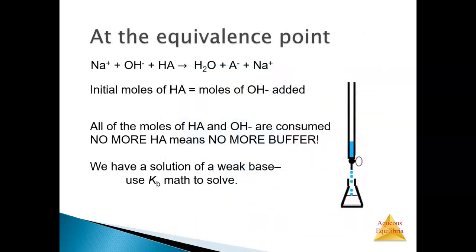When I get to the equivalence point, I have used up all of the acid. That means there is no more acid left. Everything is base. And that means we have no more buffer. At the equivalence point, we no longer have a buffer solution. We have a solution of a weak base, the conjugate base. That means that's going to be a basic salt, and we'll use Kb math to solve that.